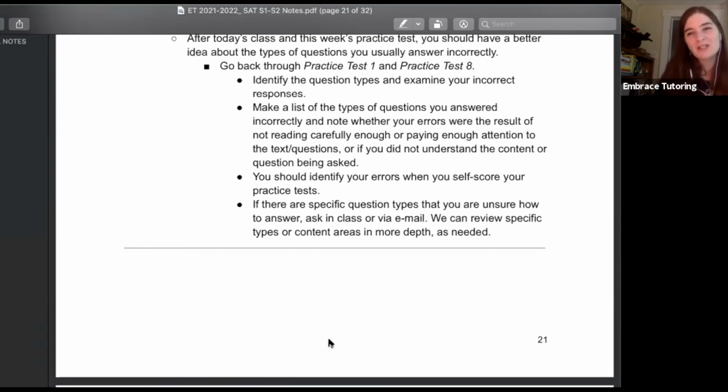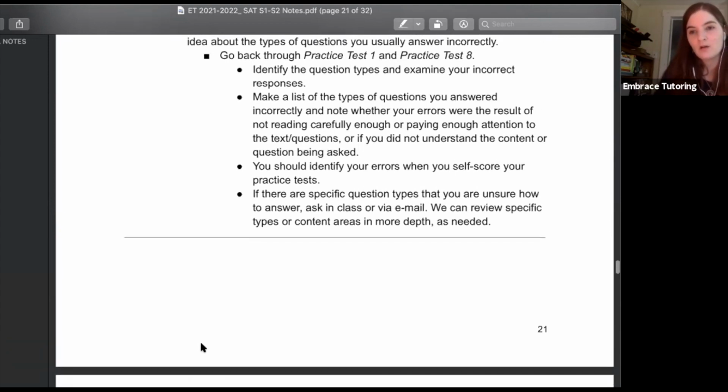But if there are ones that just don't make sense to you, don't be afraid. Please let me know. Put it in the chat, or message me directly, or go through the Q&A, so that we can make sure that you get your questions answered, so you can do well and succeed on those particular types of questions.